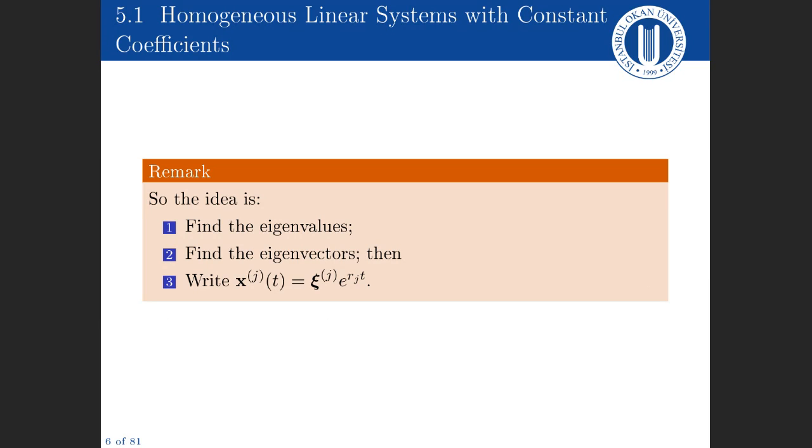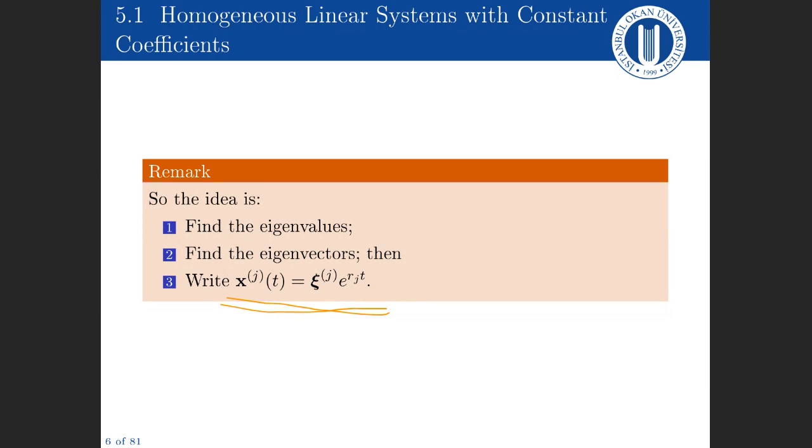So the idea is to solve a linear system like this. Step 1, find the eigenvalues. Step 2, find the eigenvectors. And then the solutions are going to be eigenvector multiplied by e to the power eigenvalue t.